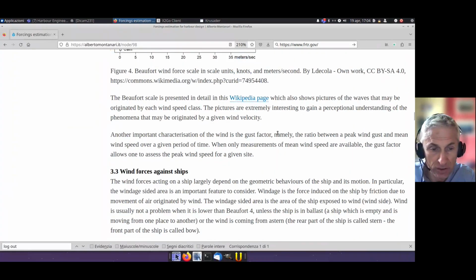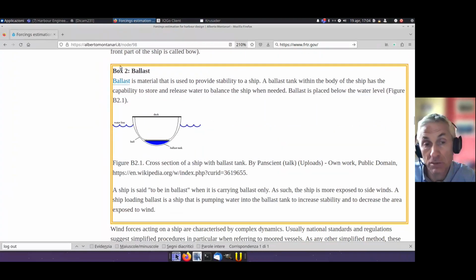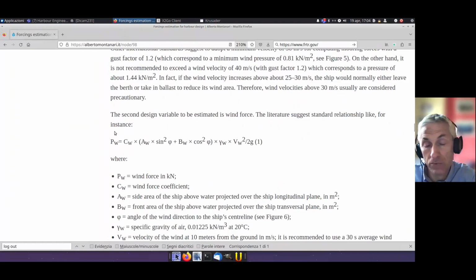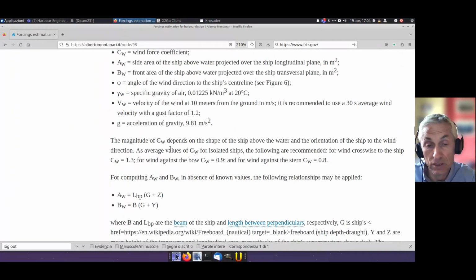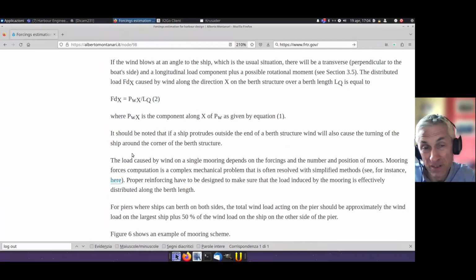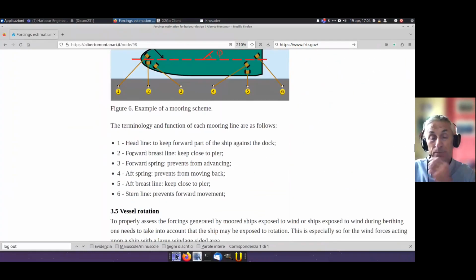Wind classification and wind forces against ships, very classical question. What is ballast? And wind forcing means that you have to learn this equation, as I already told you, how to write it down, and also what follows this equation. So here there is really little material that you can skip.